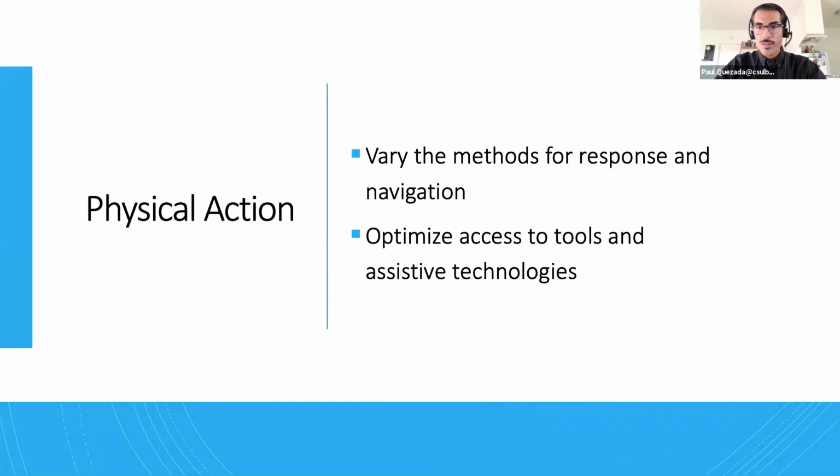And so taking a closer look at physical action, we see that this can vary the methods for response and navigation. This is where learners differ widely in their ability to navigate their physical environment. So again, we want to reduce barriers. And to do that, for the learning environment, we want to reduce the selection and composition demands introduced by the motor demands of a task, and provide alternative means for response and selection and composition.